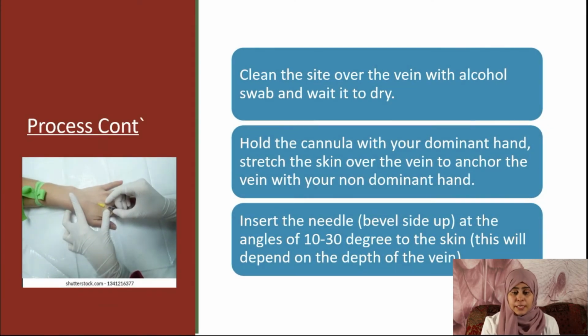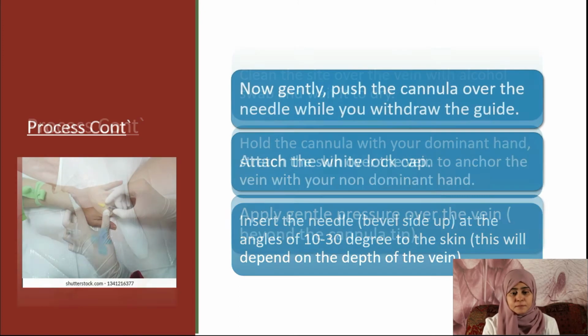Then clean the site over the vein with an alcohol swab and wait until it is dry. Then hold the cannula with your dominant hand. Stretch the skin over the vein to anchor the vein with your non-dominant hand. Then insert the needle with the bevel side up at an angle of 10 to 30 degrees to the skin. This will depend on the depth of the vein.